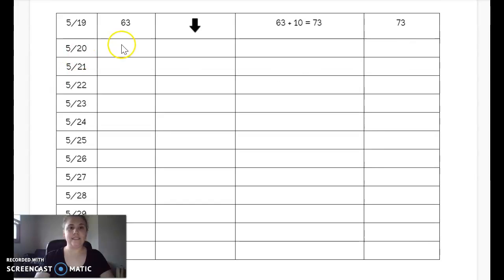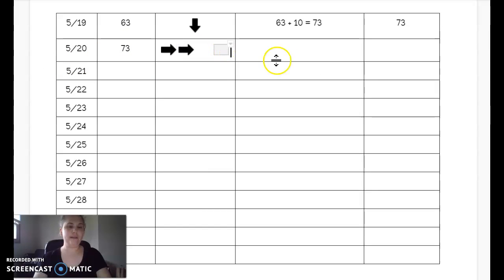So we started on 73. We went right, right, right, right. We had 73 plus 1 plus 1 plus 1 plus 1 equals 77. And that is where we ended.